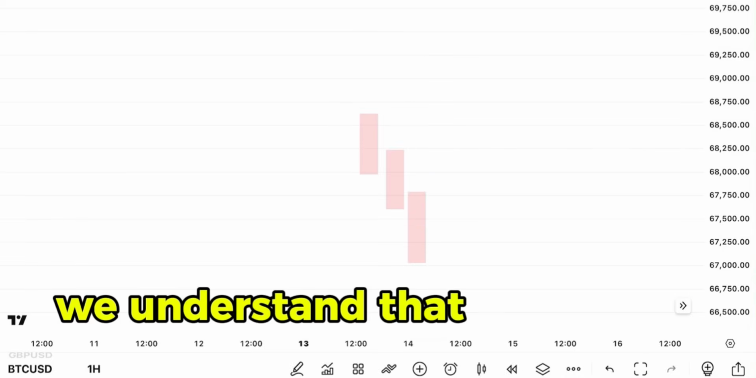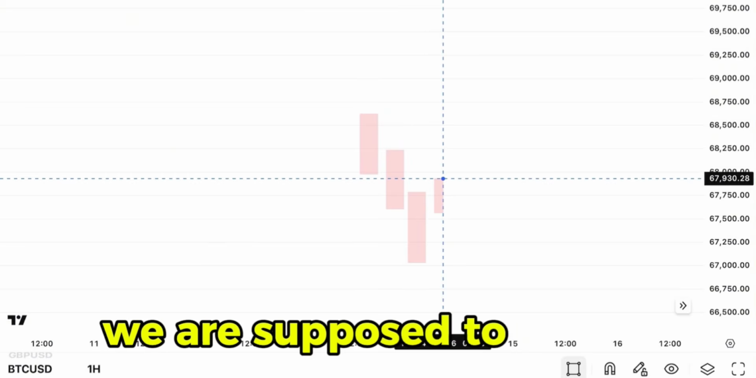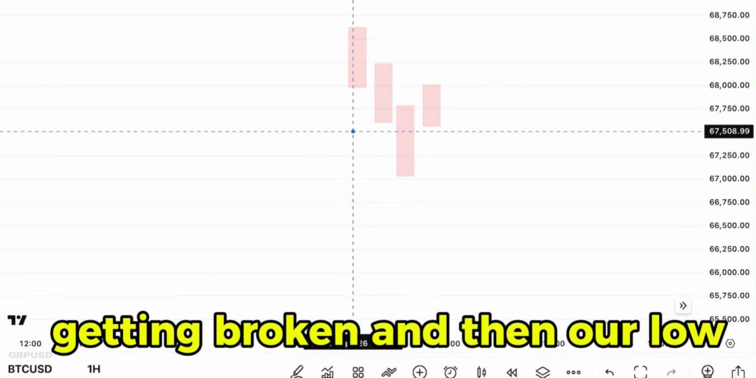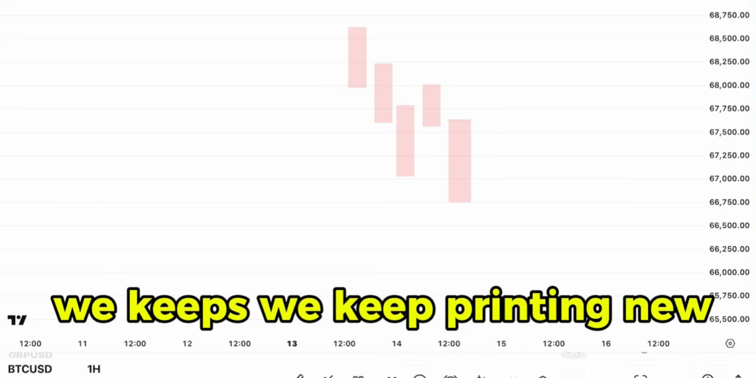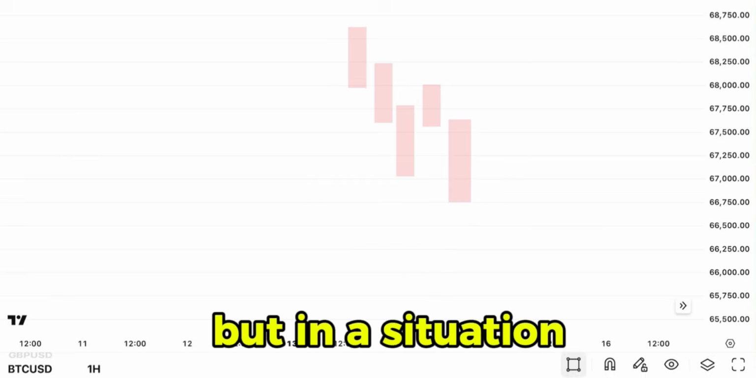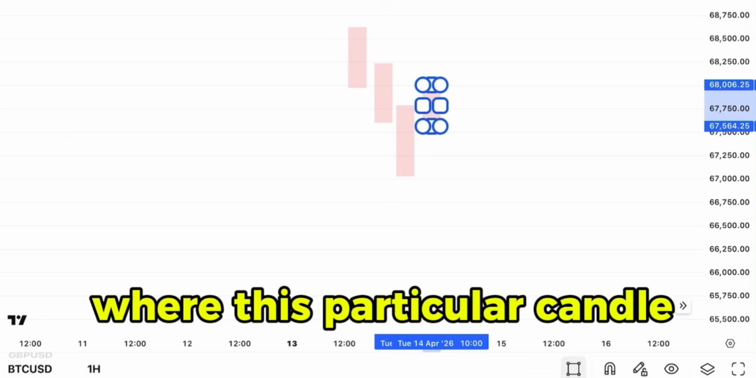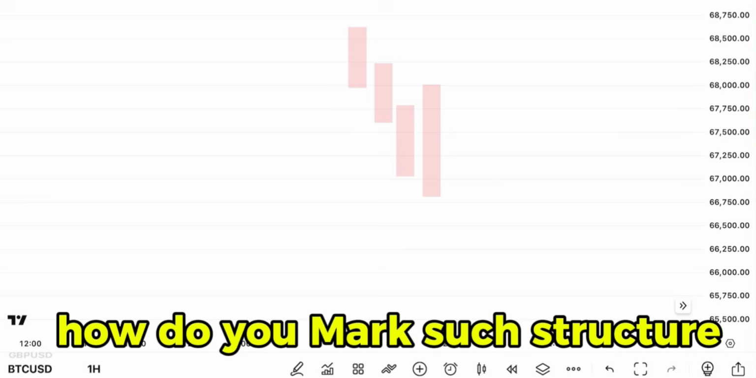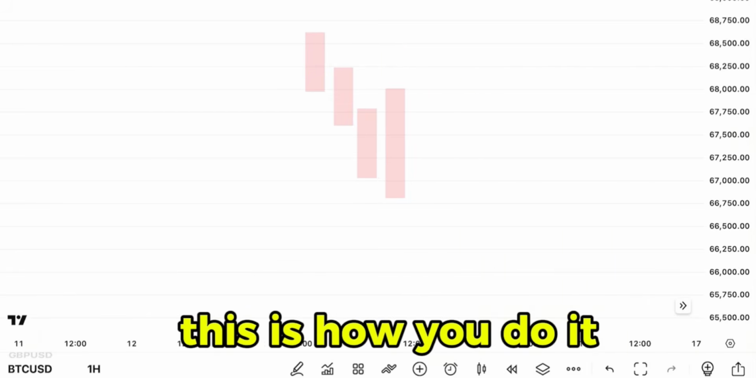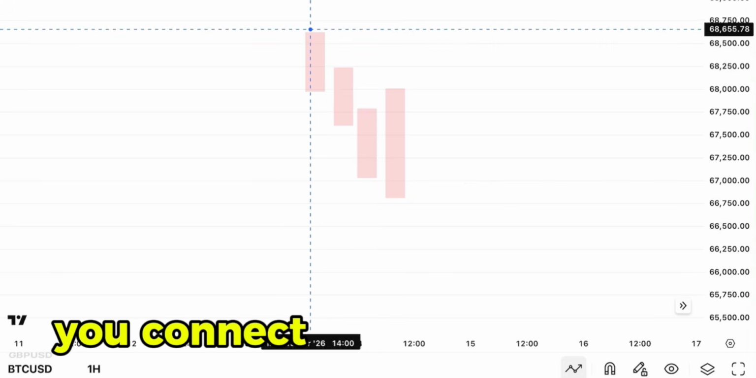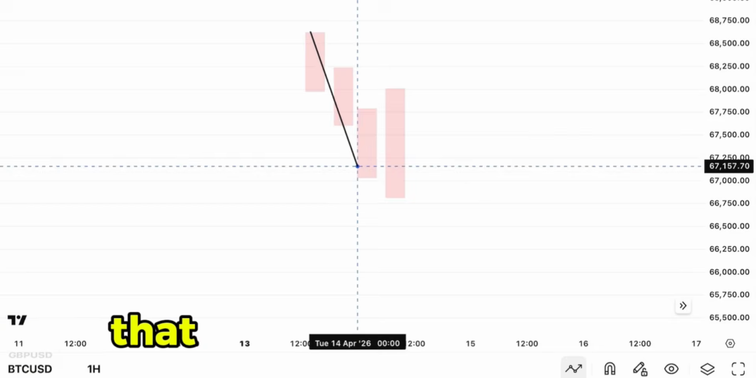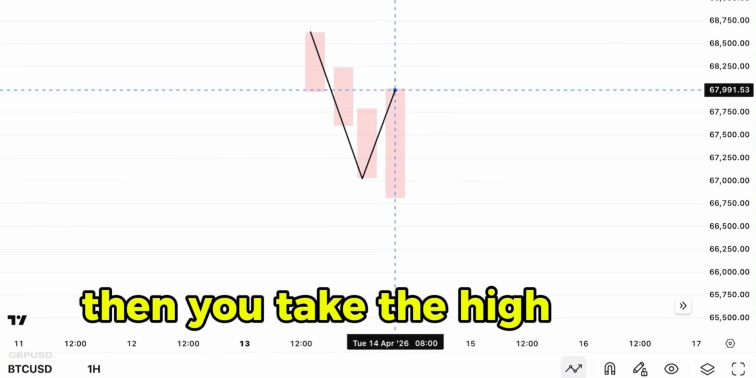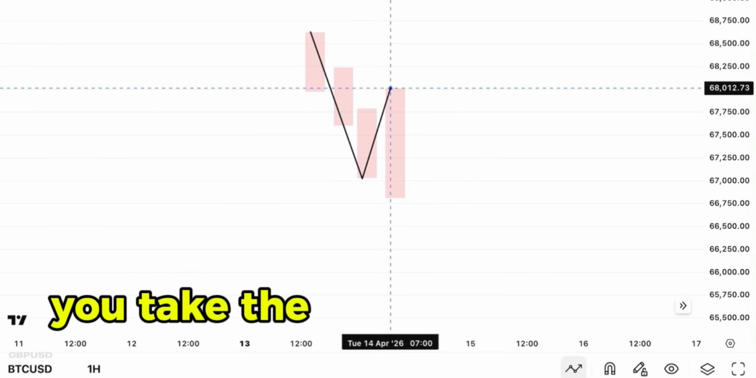We understand that if we are to get our retracement, we are supposed to just get the high of this particular zone getting broken, and then we keep printing new lows in the market. But in a situation where this particular candle exceeds both candles, how do you mark such structure? This is how you do it. You connect these three candles that broke each other's lows, you connect them together, then you take the high of the outside bar. You take the high first.